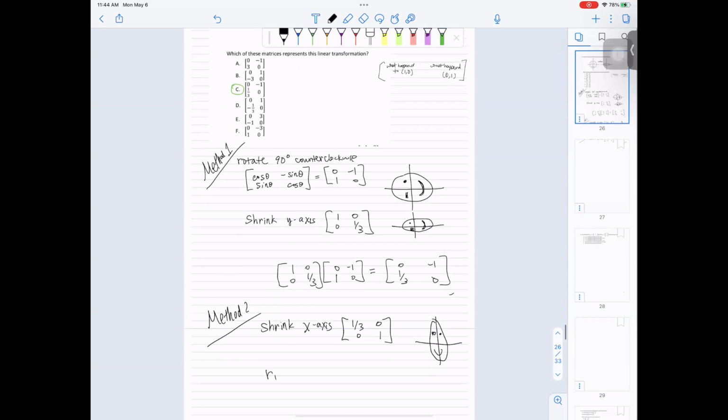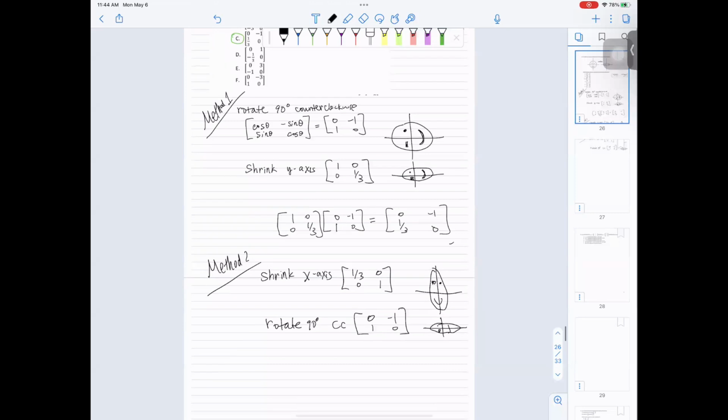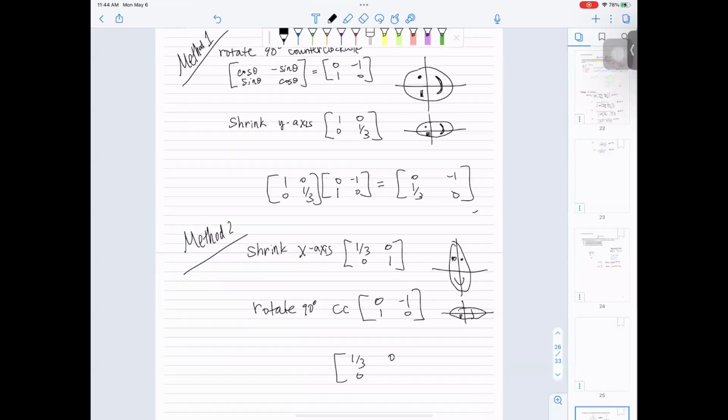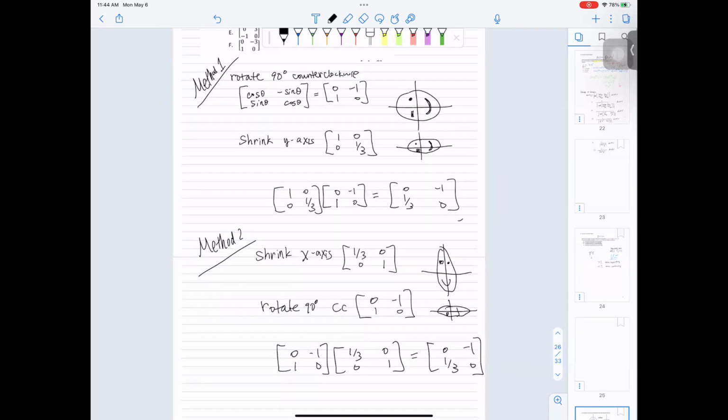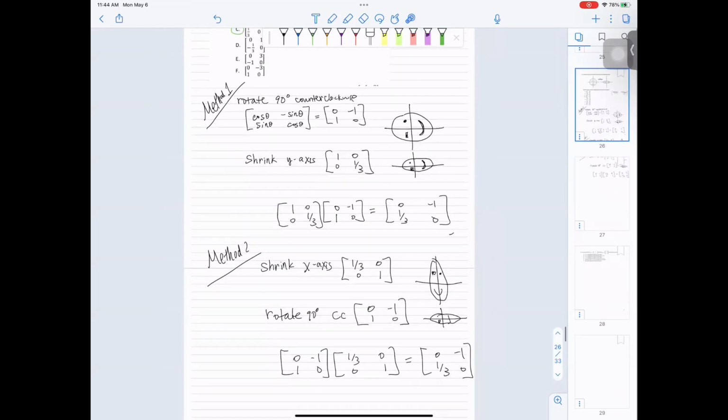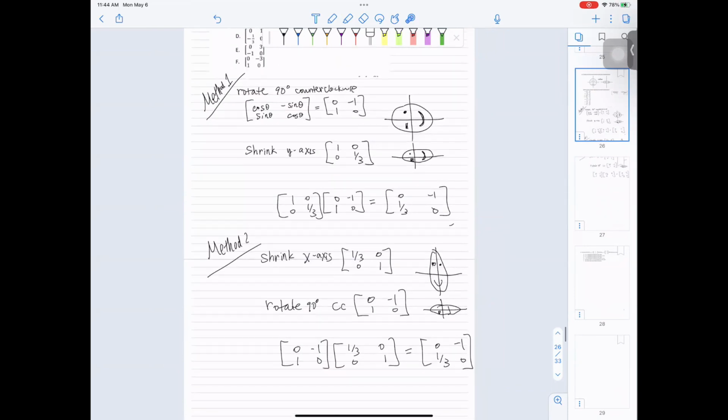Okay, and then I rotate by 90 degrees counterclockwise. That matrix is still 0, 1, -1, 0. So then I rotate it. So now it's like this. Okay, so first I shrunk it and then I rotated. Let's see, I get 0, 1/3, -1, 0. Same answer. So you could do it either way as long as you're keeping track of the order you multiply things in. Questions on 13?